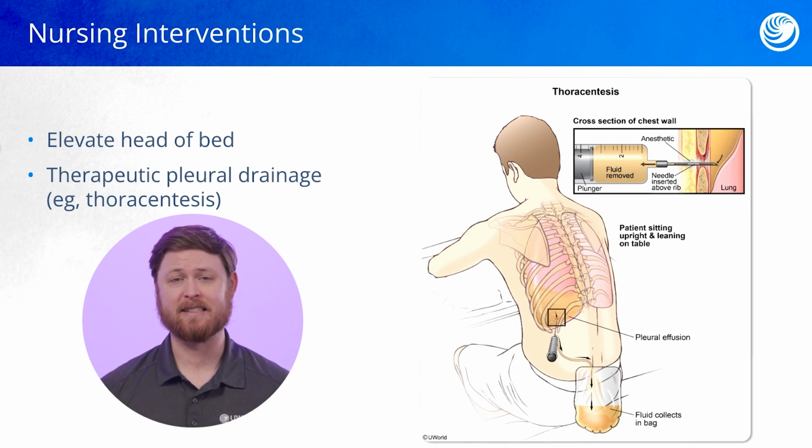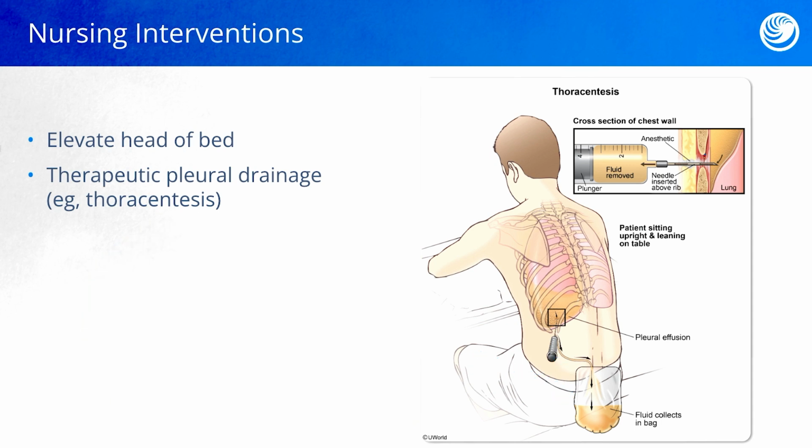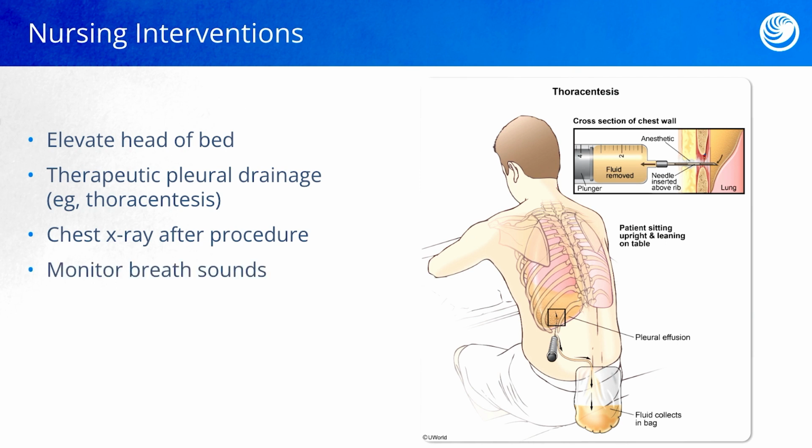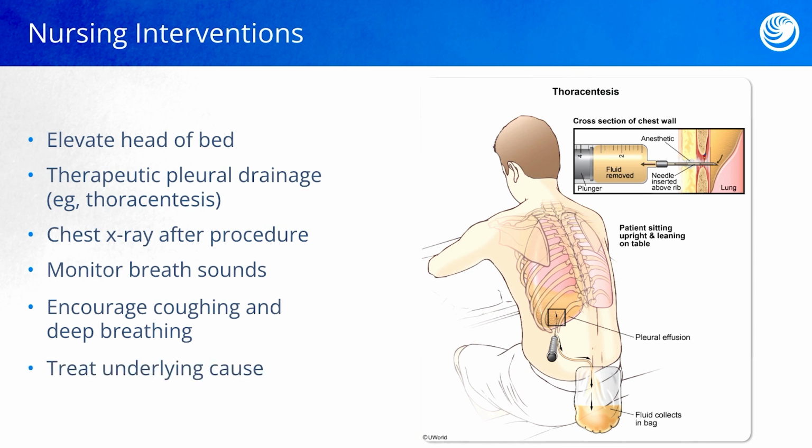With a thoracentesis, a needle is inserted into the pleural space and attached to a drainage bag to allow for fluid to drain from the pleural cavity. It's important to obtain a chest x-ray after the procedure, not only to make sure that the procedure has been successful, but also to make sure that the lung has not been punctured by the thoracentesis needle itself. Throughout the treatment process, it's important that we monitor breath sounds and encourage coughing and deep breathing exercises to help promote lung expansion and reduce any further atelectasis of the lung.